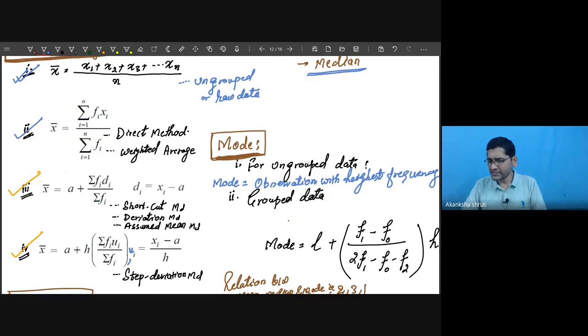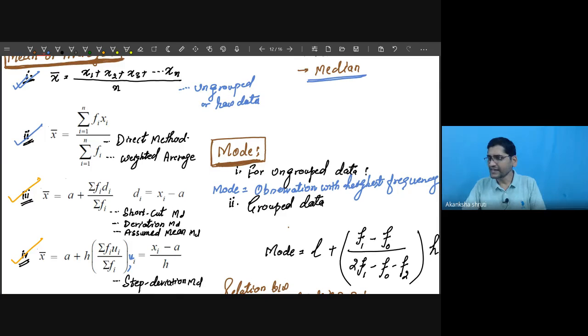And then finally the mode is calculated by the formula L plus f1 minus f0 divided by twice of f1 minus f0 minus f2, where L is the lower limit of the modal class. Modal class is the class interval which has the maximum frequency. So from the frequency table you can determine the class interval. Just by observing the class intervals and the frequency for each class, we can get the mode.